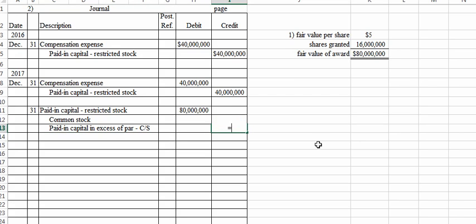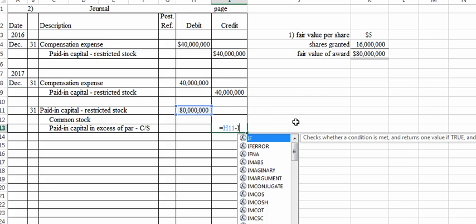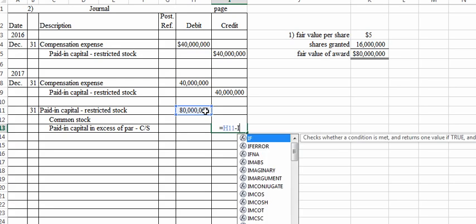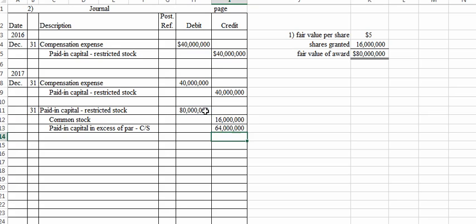And that's going to be the difference. The $80 million fair value on the grant date minus the 16 million equals 64 million. Okay. Now that takes care of that one. Work that one with me. I don't think you'll have any trouble with exercise 19.1 on Connect. Thanks a lot, you guys.